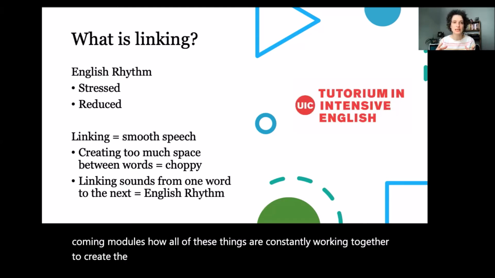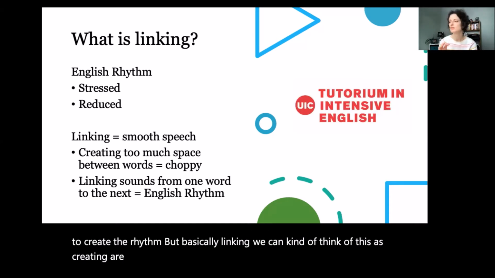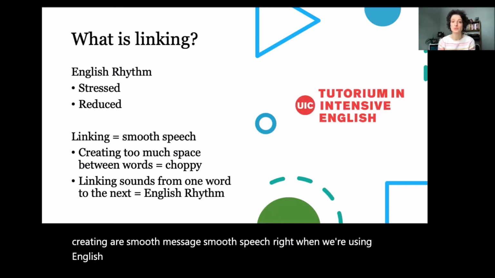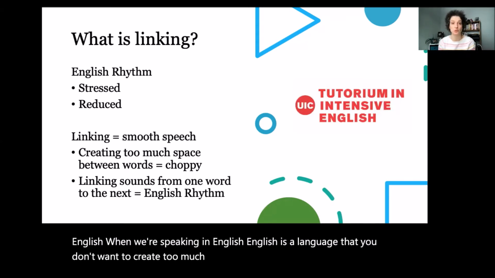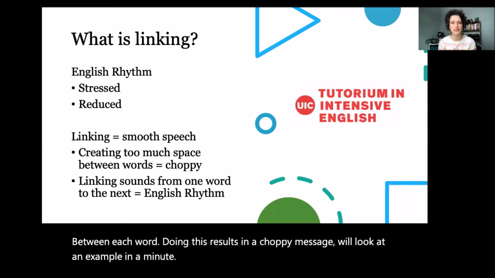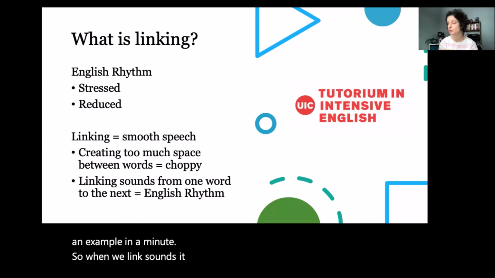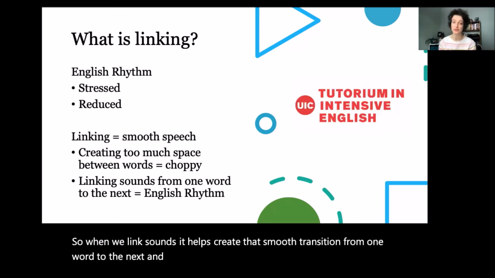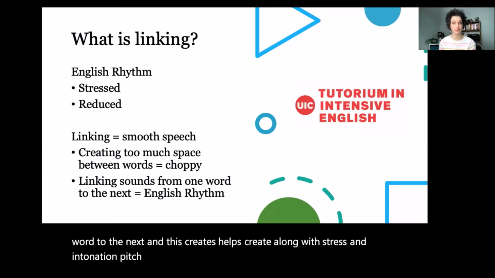Basically, we can think of linking as creating a smooth message, smooth speech, right? When we're speaking in English, you don't want to create too much space between each word. Doing this results in a choppy message. We'll look at an example in a minute. When we link sounds, it helps create that smooth transition from one word to the next. And this helps create, along with stress and intonation, pitch changes, our rhythm of English.